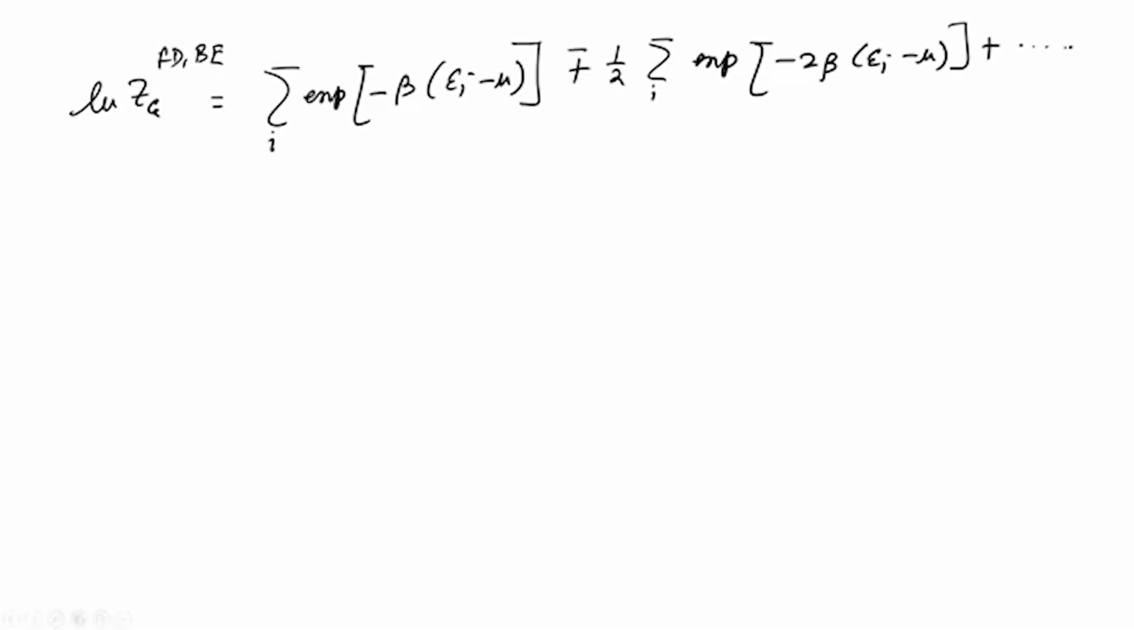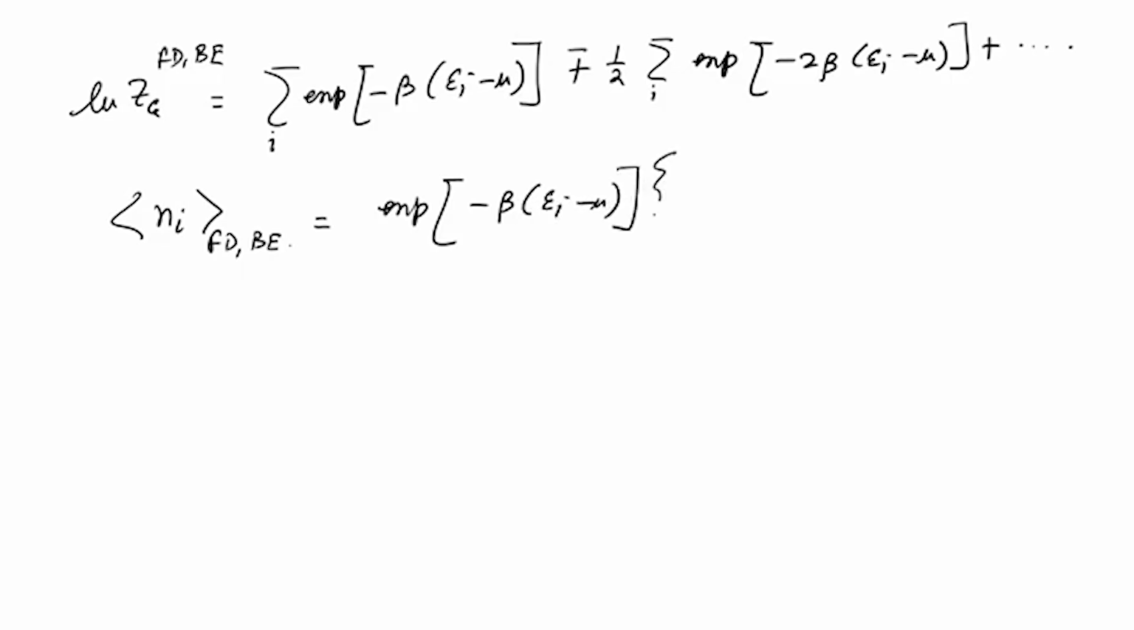So, that is the log of Z_g, and then of course your N_i for FD and BE can also be expanded: exponential minus beta (epsilon_i minus mu), and then there is a 1 minus or plus exponential minus beta (epsilon_i minus mu) and so on. So, we have expanded both the log of the grand canonical partition function as well as the distribution for small fugacity, that is Z_F much smaller than 1, and we get these expressions. The dominant term in the expression is what we need to deal with.